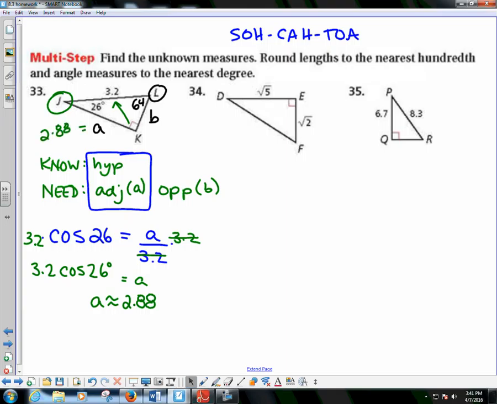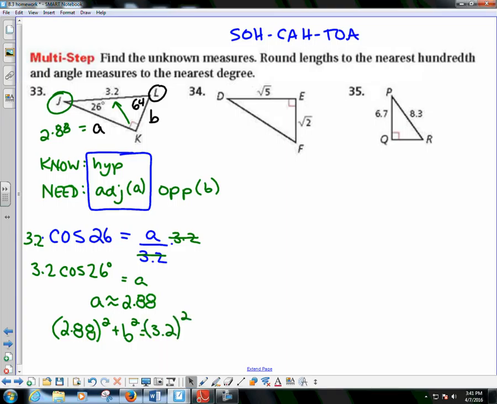From here, I have a feeling most of you are going to choose to use the Pythagorean theorem, and I'm fine with that. We can use any tool in our toolbox unless the directions specifically say you have to do it a certain way. So I'm going to say 2.88 squared plus b squared equals 3.2 squared.